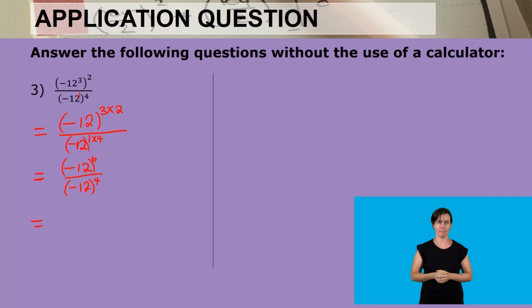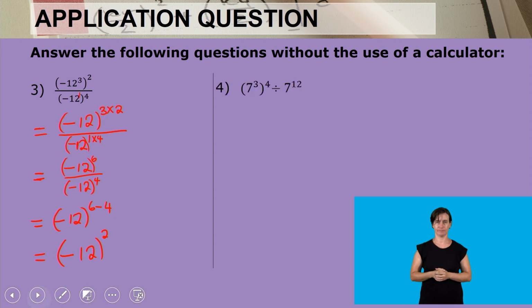Now because the base is the same and we are dividing these powers, then we are going to go right ahead and subtract these powers. So that's going to be a 6 minus a 4, and of course the answer is going to be a negative 12 and an exponent of 2. So the answer is going to be a negative 12 squared.